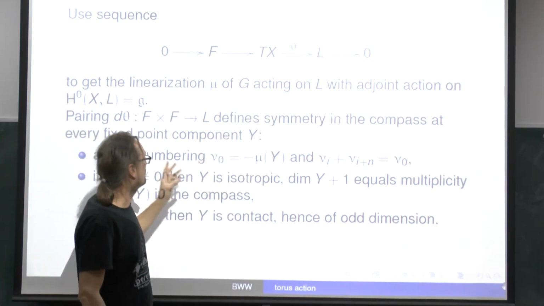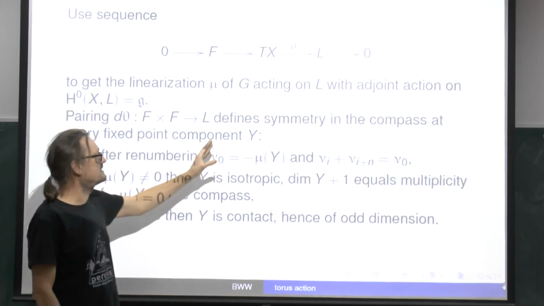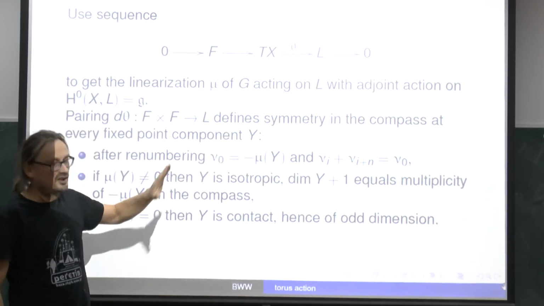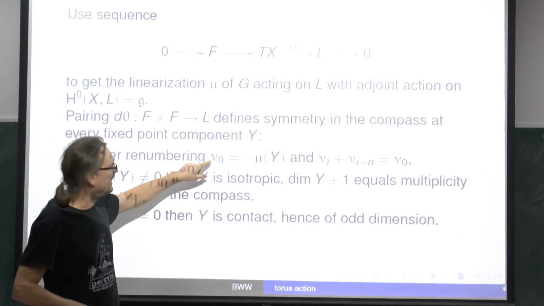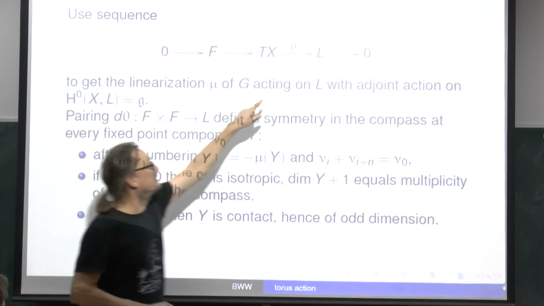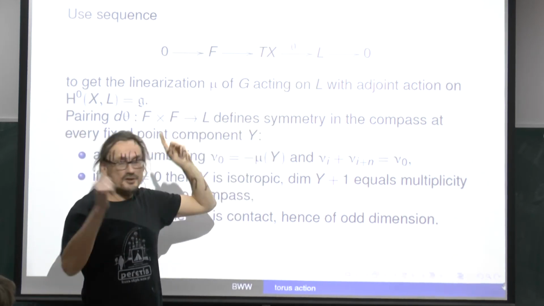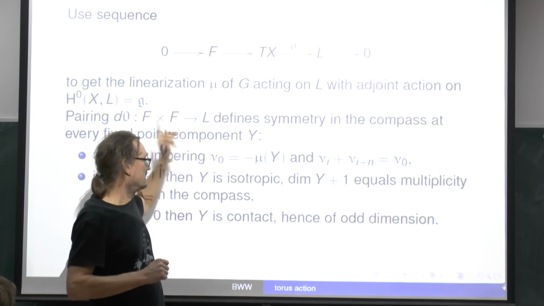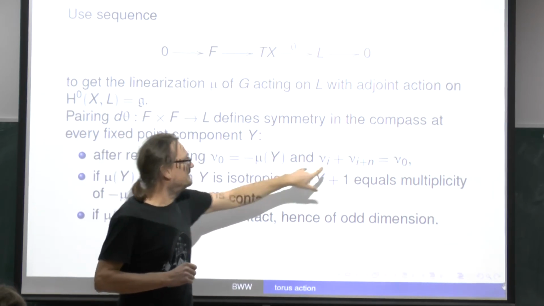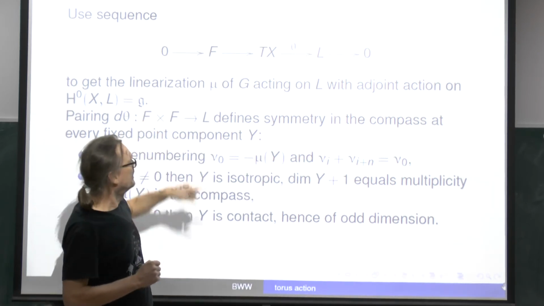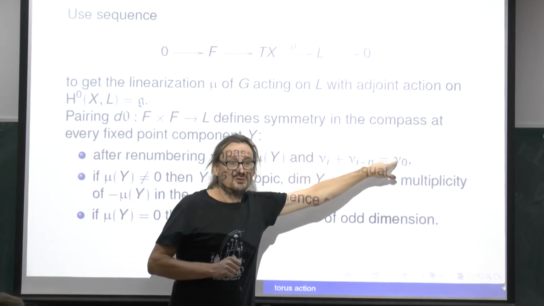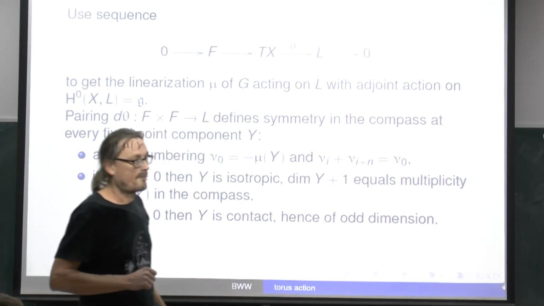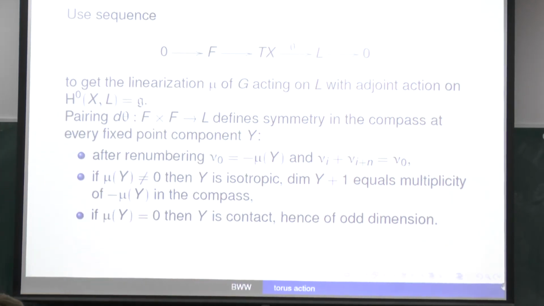if I have a Morse problem, if I have a fixed point component Y, then taking the values in the compass, I can renumber them so that one of them is the one associated to this guy, actually with the minus sign, sorry, and this pairing will imply that they will come in pairs so that they add to this guy. And the minus sign is because you consider quadrant? Yeah, yes. The minus sign.